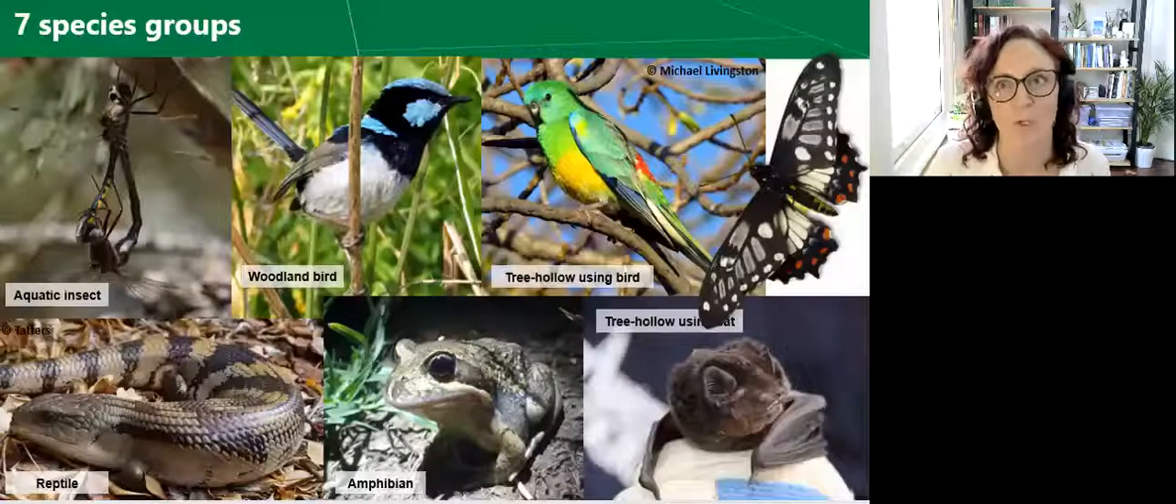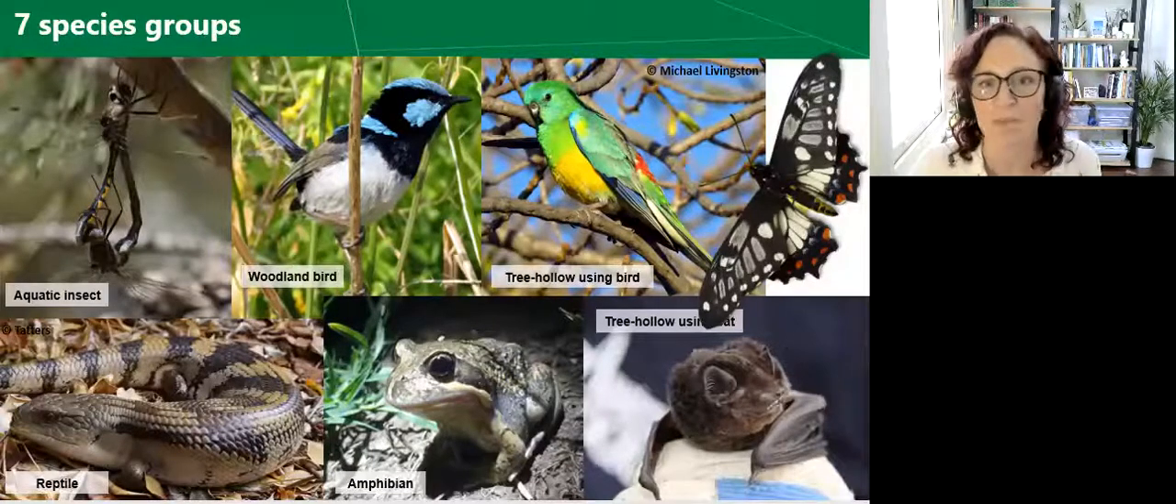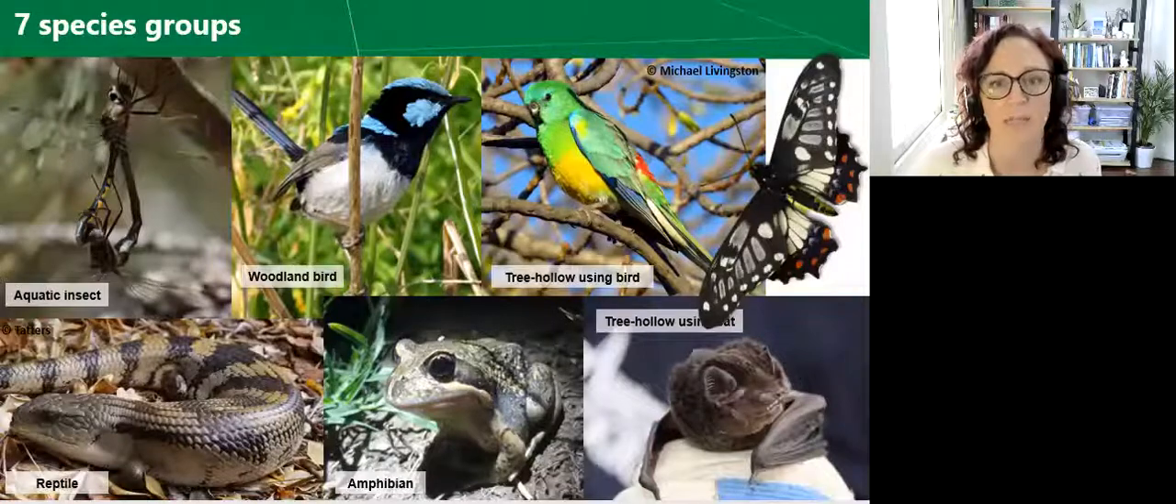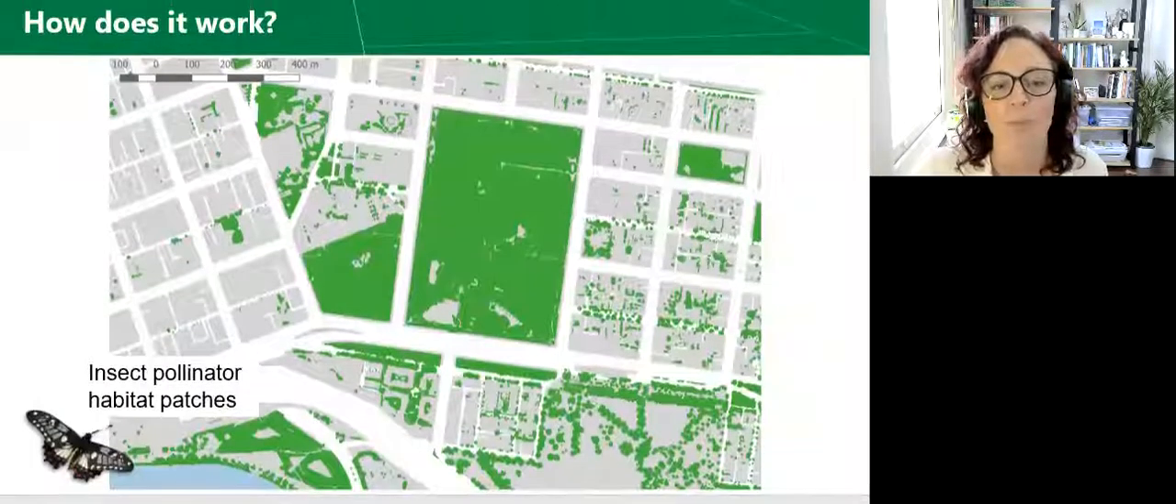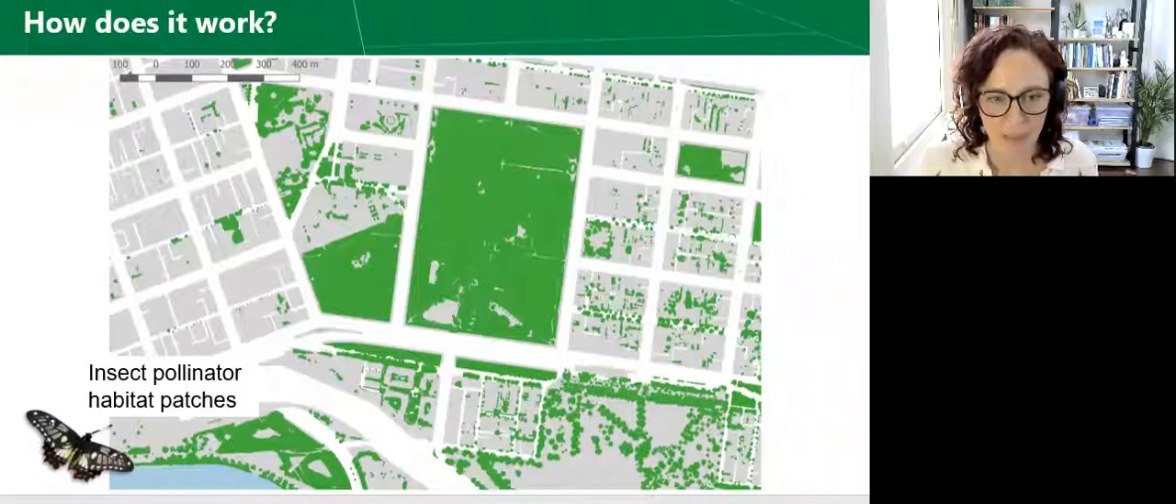We did this for 7 different species groups, representing a range of different possible habitat needs, resource requirements, and also movement capabilities. So as you can imagine, a bird might find it much easier to move around the city than, say, a reptile or an amphibian. I'm just going to focus today on one species group, the insect pollinators, represented here by our dainty swallowtail butterfly. Now, so how does this work?